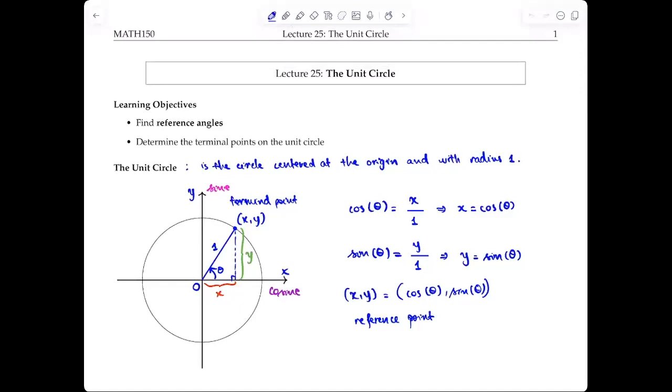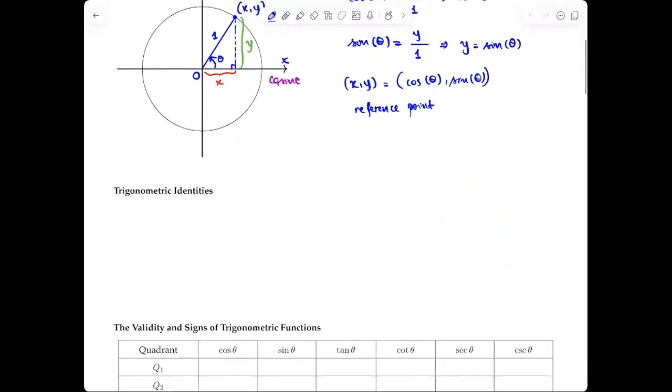Now, let me move on to something called trigonometry identities. This trigonometry identity sounds fancy, but it's very simple. It's coming from the concept of the equation of a circle.